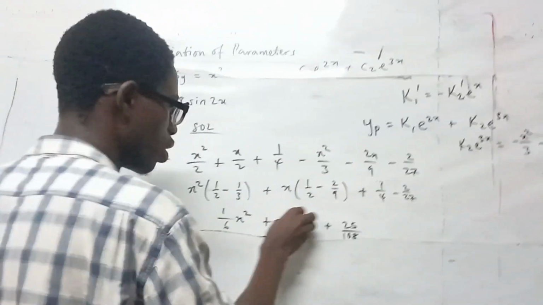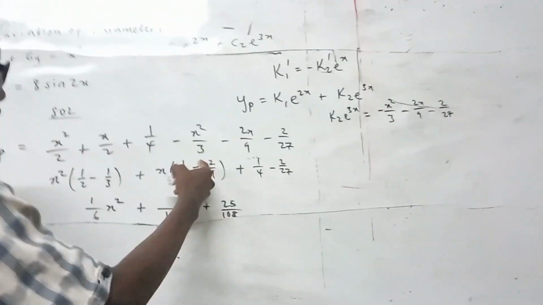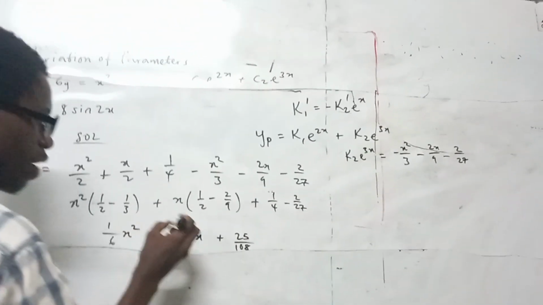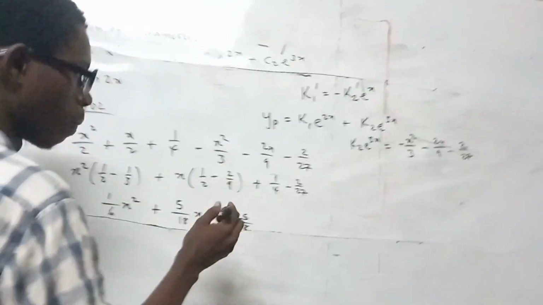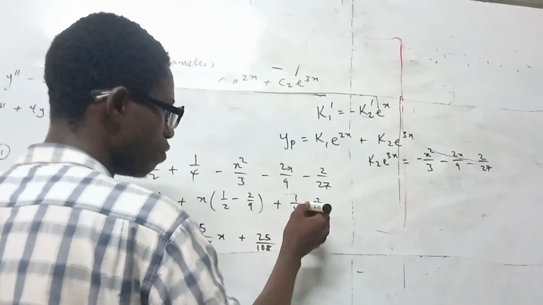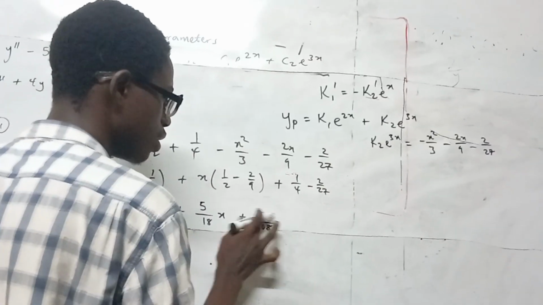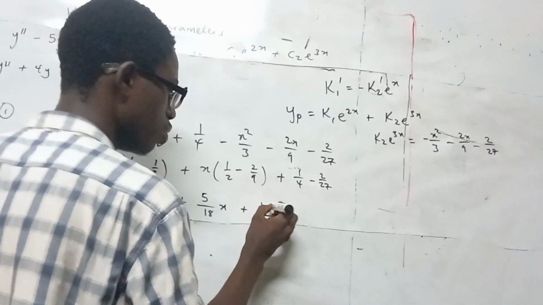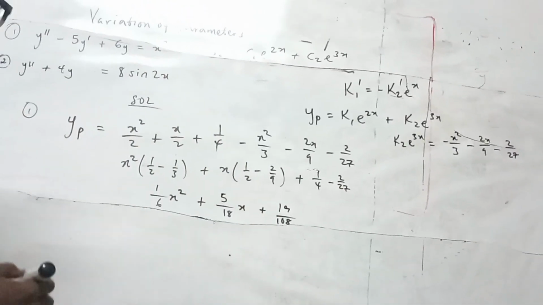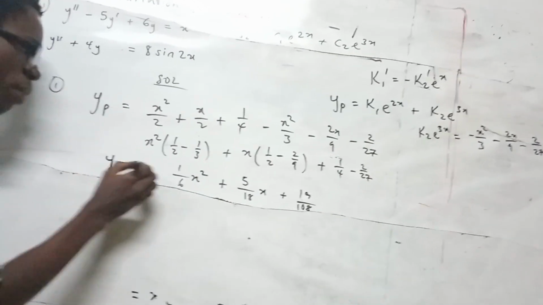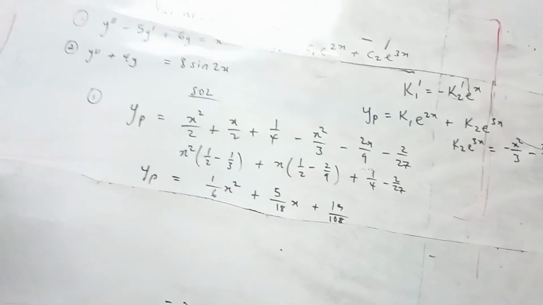So what we are going to be working with now is 9 minus 4, which is 5 over 18, plus 27 minus 4 times 2 is 8, 27 minus 8 will yield 19 over 108. So this is going to be our yp. So our y particular equals this equation.